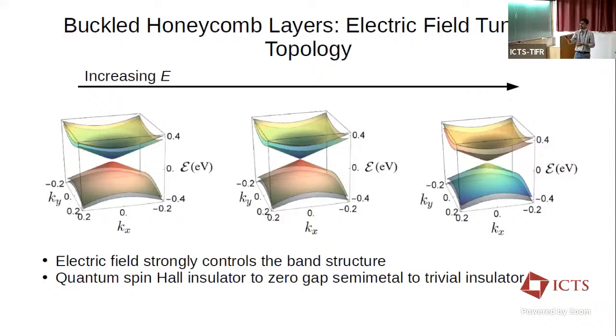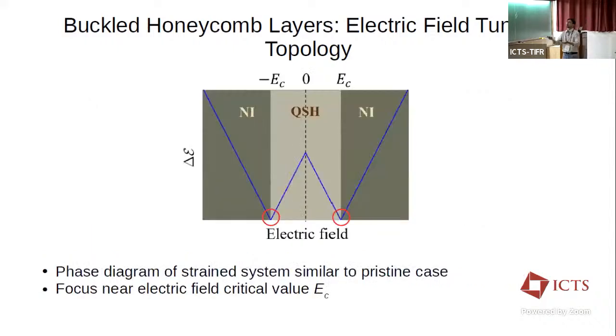Based on this, we can put together a phase diagram, if you like. Here on the vertical axis, I have the band gap. On the horizontal axis is the electric field. At low values of the field, you have a quantum spin Hall insulator. Then as you increase the field on both sides, positive or negative, the gap goes down, closes, and then opens again, the system becoming a normal or trivial insulator. So we realized that something interesting is going on near these gap closing points, and we focused our attention near these critical values of the electric field.